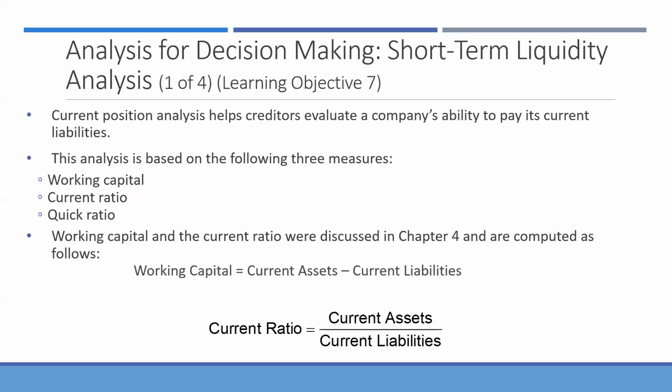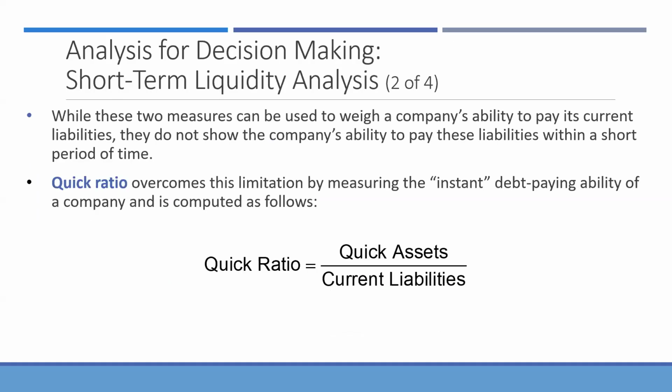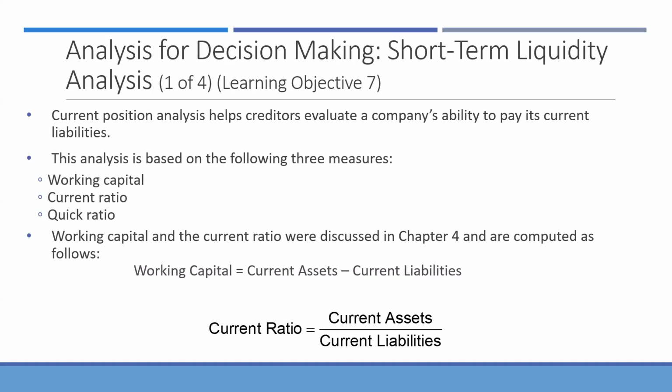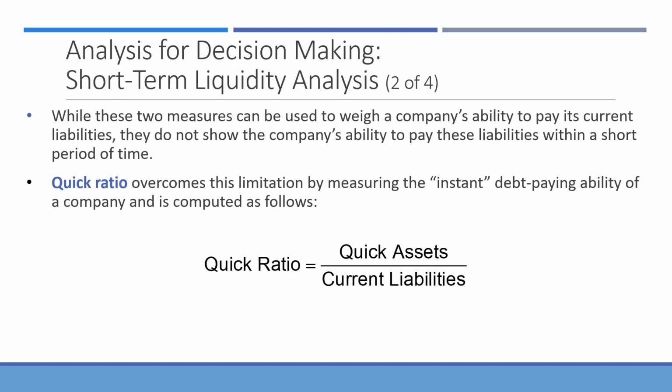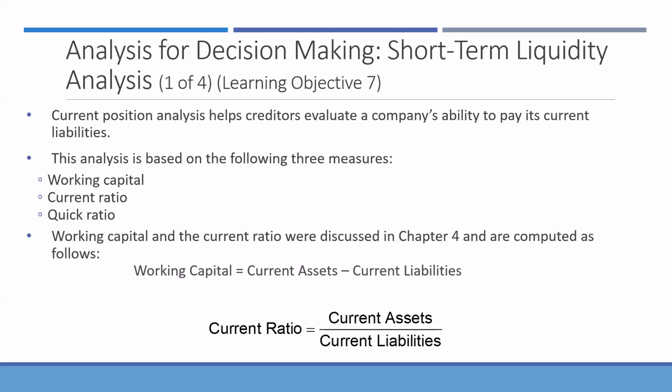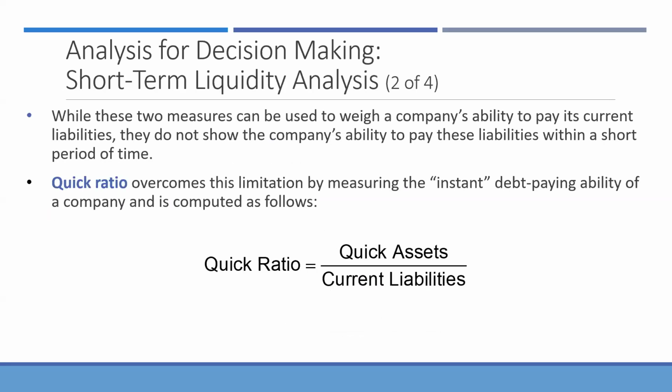And then current ratio is current assets divided by current liabilities. So if working capital is positive, current ratio is greater than 1. If working capital is negative, current ratio is less than 1. It's never going to be below 0, though. And then quick ratio is quick assets divided by current liabilities.